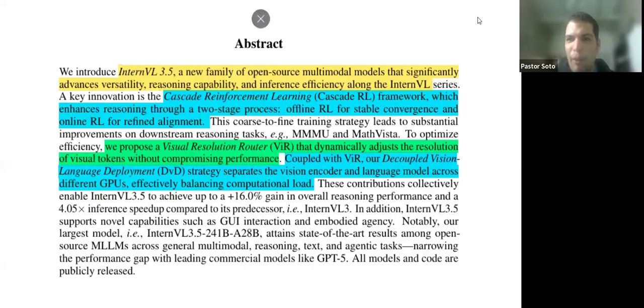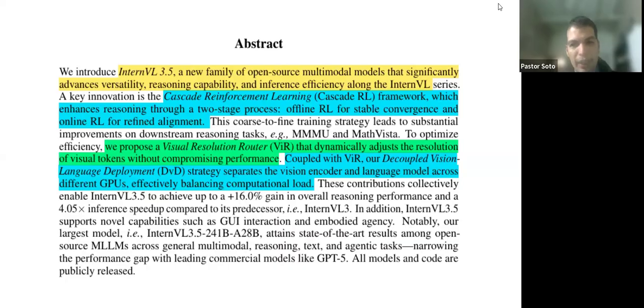So yeah, I hope that would be helpful as an introduction. So let's go to the abstract. This is InternVL 3.5, which is a new family of open source multimodal models, advancing versatility, reasoning capabilities, and inference efficiency along the InternVL series.